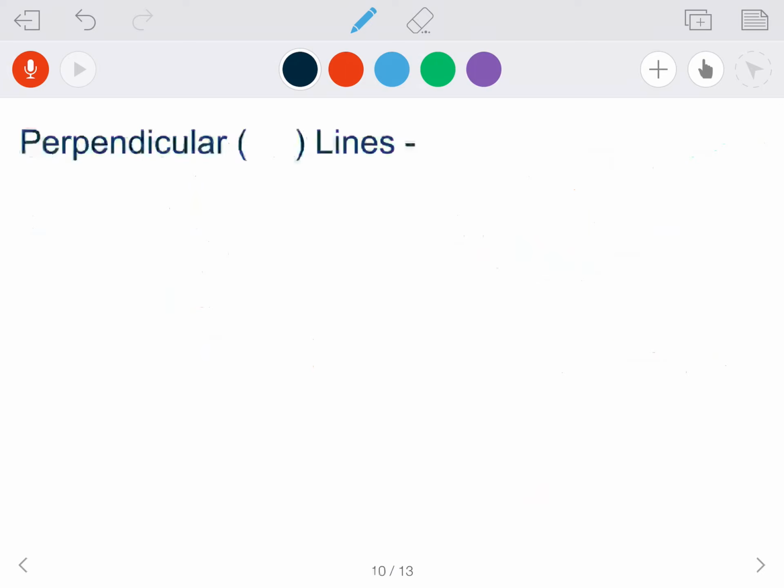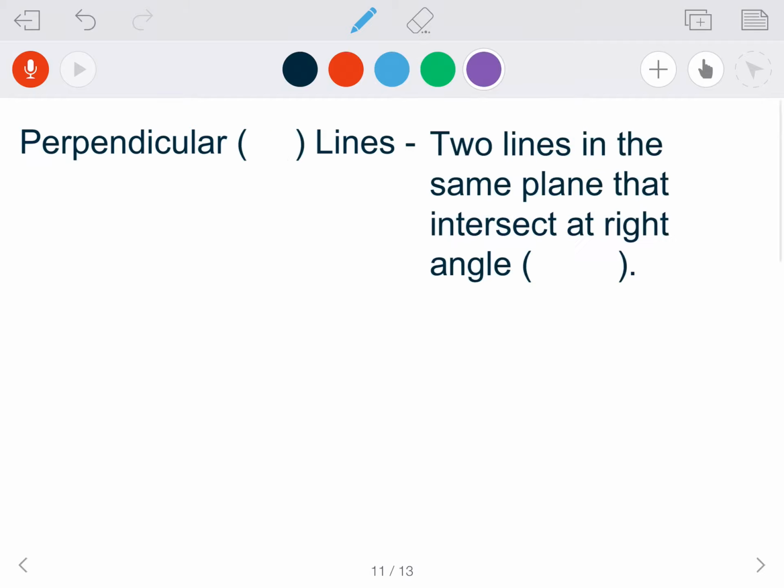All right, let's move on to our last definition, which is perpendicular lines. That symbol looks like an upside down capital T. Perpendicular lines are two lines in the same plane that intersect at a right angle. And a right angle we know measures 90 degrees.